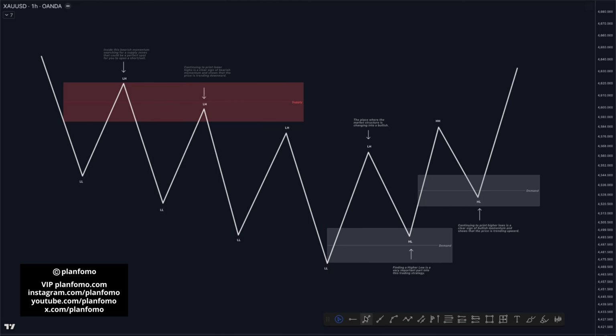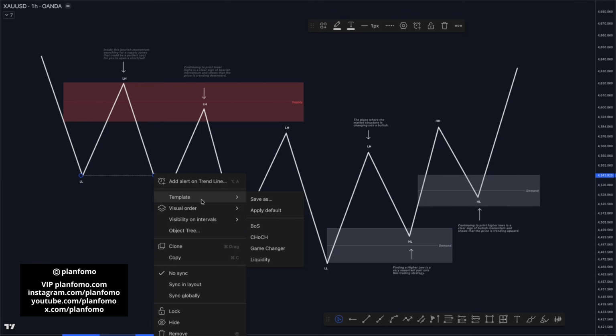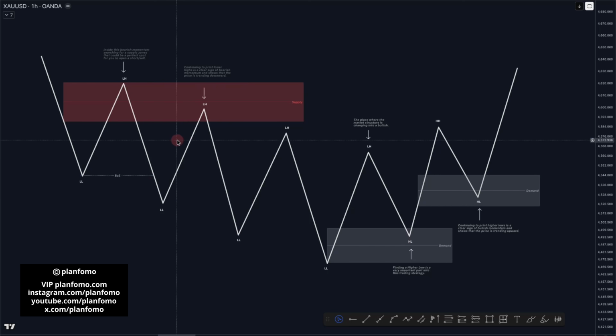What that tells me is that this is the break of structure. You've seen those types of drawings on your favorite influencers' charts all over social media, and right now you're wondering what the hell this is. So the break of structure is like an indicator for you to understand that we're breaking the structure and we keep printing that bearish momentum.